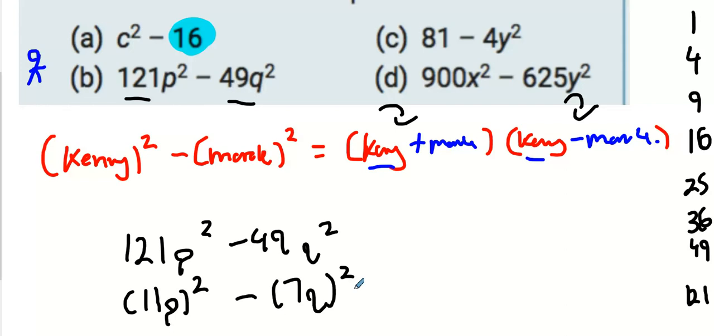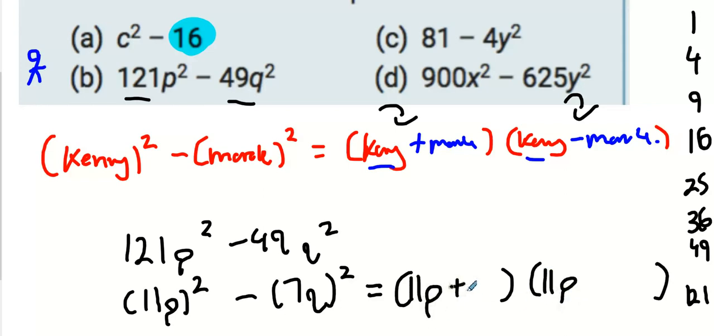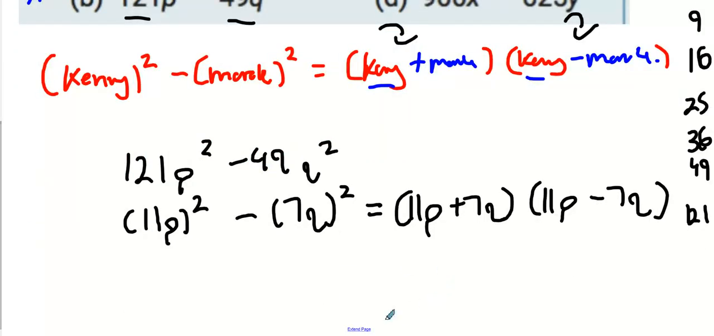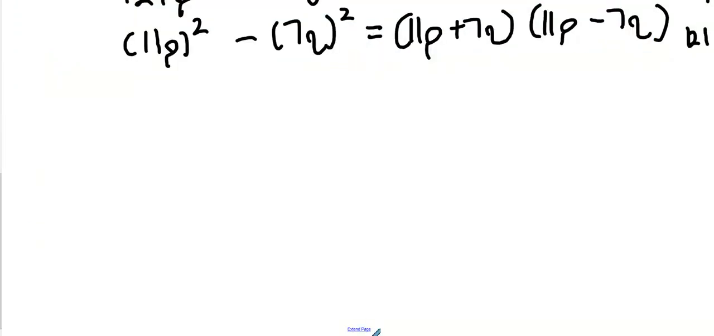Now, finally, what would the answer be then? Instead of Kenny, what do you have? 11p. And in here? 7q. Do you guys remember doing this in the past? Do you want me to show you? Okay. If I was to make a question out of thin air, pick a number between 1 and 6. Square it. What's 2 times 2?